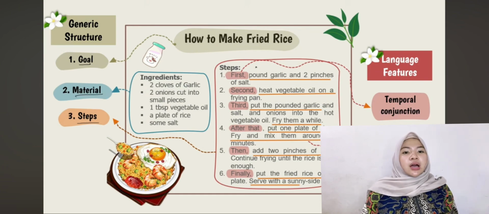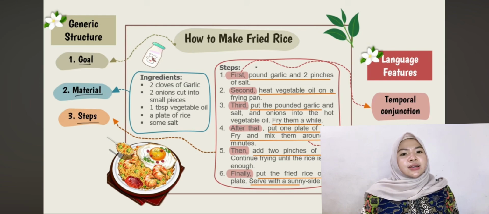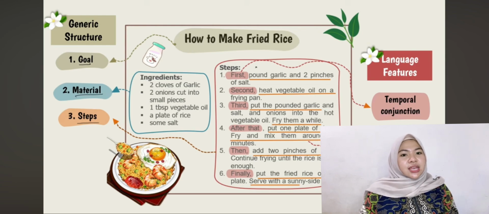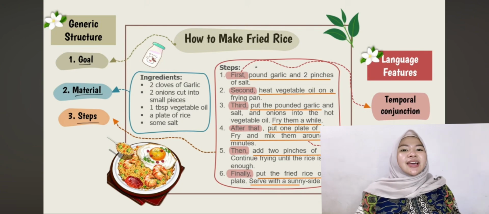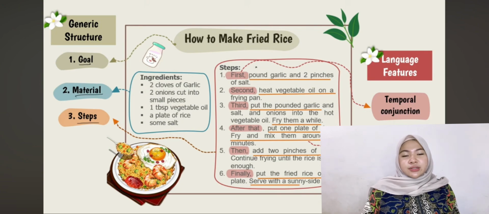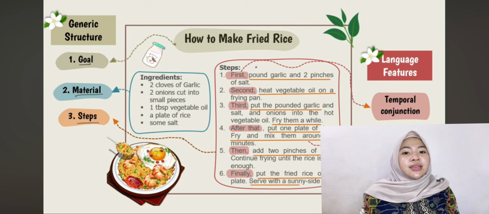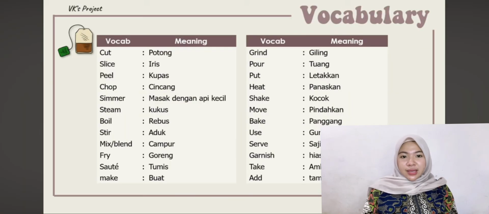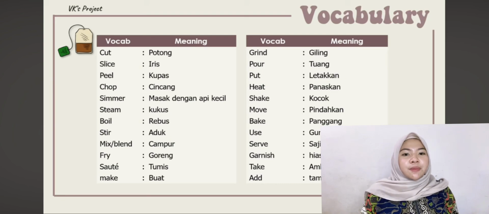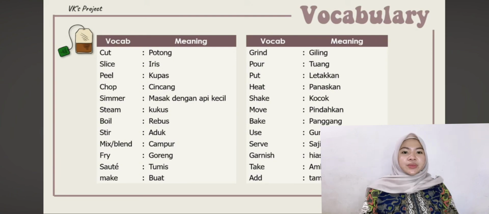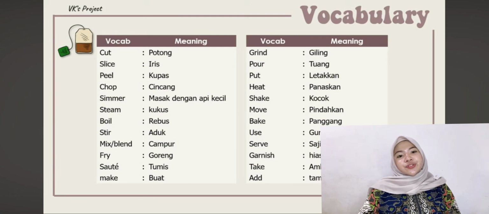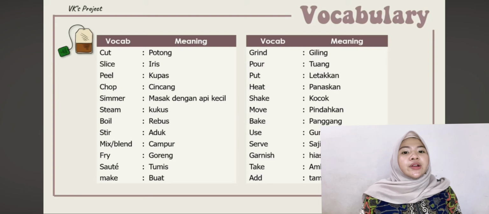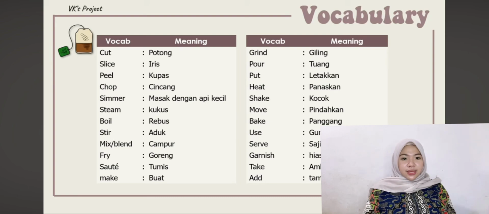Now, let's talk about the language features. The words first, then, next, and finally are called temporal conjunctions. They are used to show the order of steps. Sentences that start with verb 1, such as mix, add, or stir, are called imperative sentences. So, the language features of a procedure text are using imperative sentences and using temporal conjunctions.